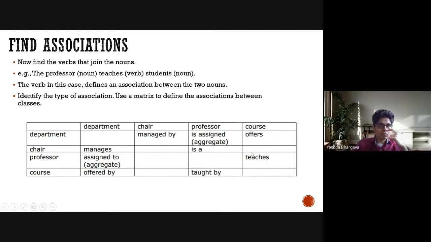What do you think is the justification behind there being no relationship between chair and course? What do you think would be the reason? Because as important as it is to identify the association between classes, it is also extremely vital to know when that association does not exist. So should there be any association between chair and course?